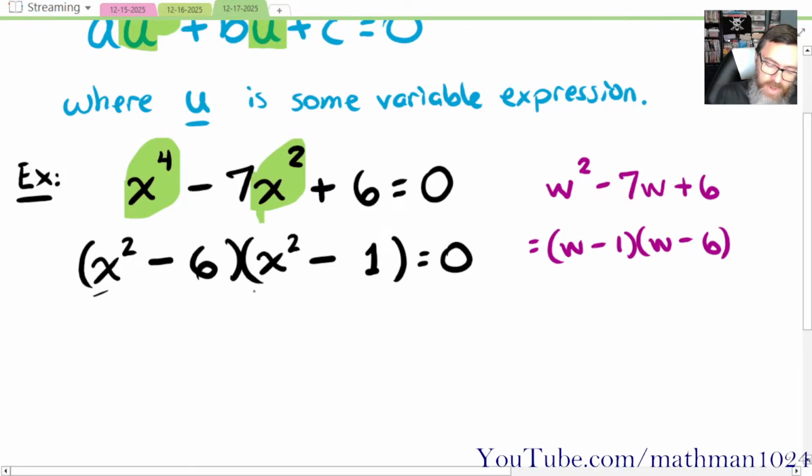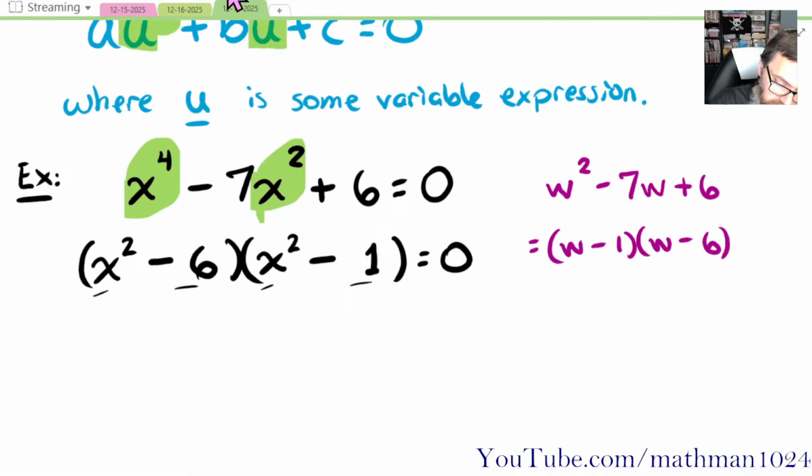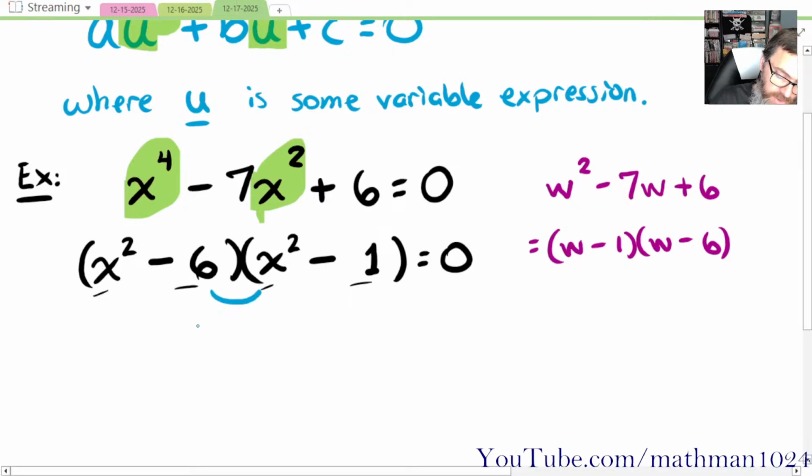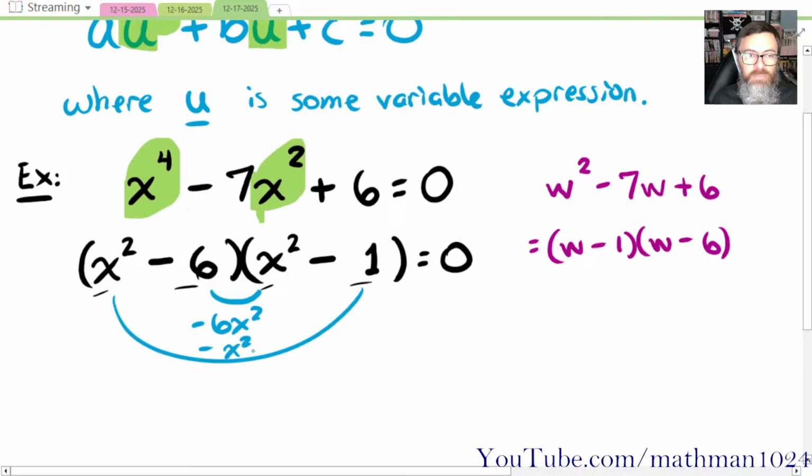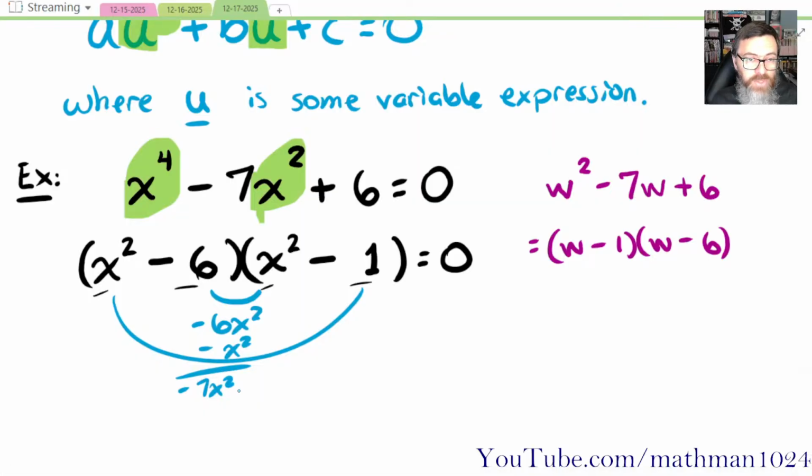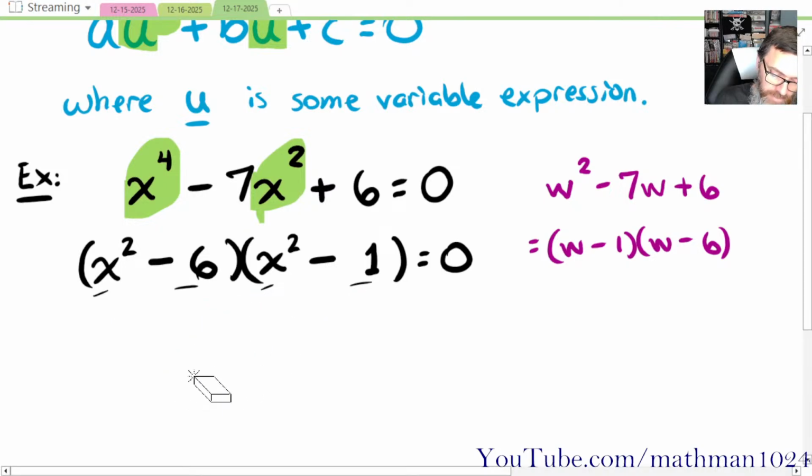And you'll see that whenever you multiply everything out, you're going to get some good numbers here. You've got x squared times x squared, which is x to the fourth. Negative 6 times negative 1 is positive 6. And when you check on the inside here, that's negative 6x squared. On the outside is negative x squared. And altogether, that's negative 7x squared. So it all works out to be the original equation. But we need to actually finish this though.